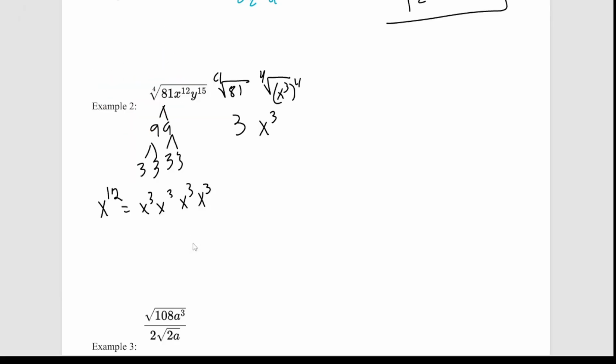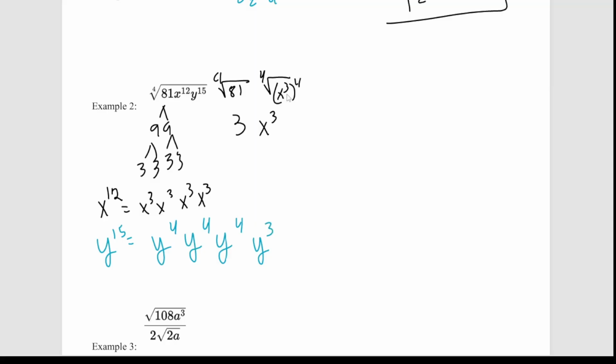For the y to the 15th, well, 15 divided by 4 does not give you an even number, so we really want to figure out how many y to the fourths are going to break out front there. So in particular, we have y to the 15th is the same thing as y to the 4th times y to the 4th times y to the 4th, with a remaining y to the 3rd that still has not been broken out front.